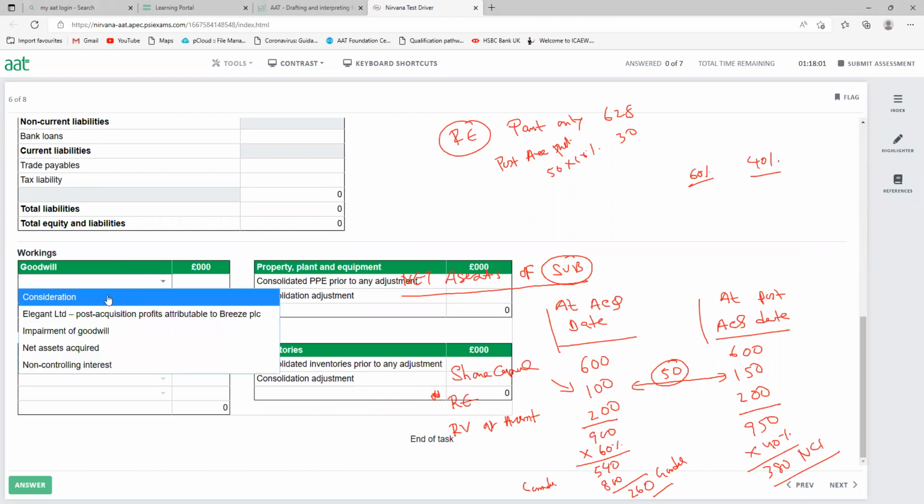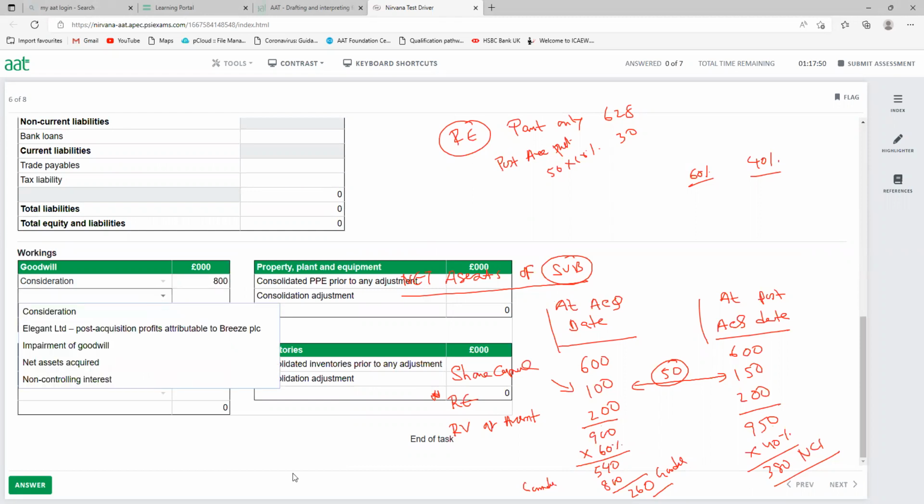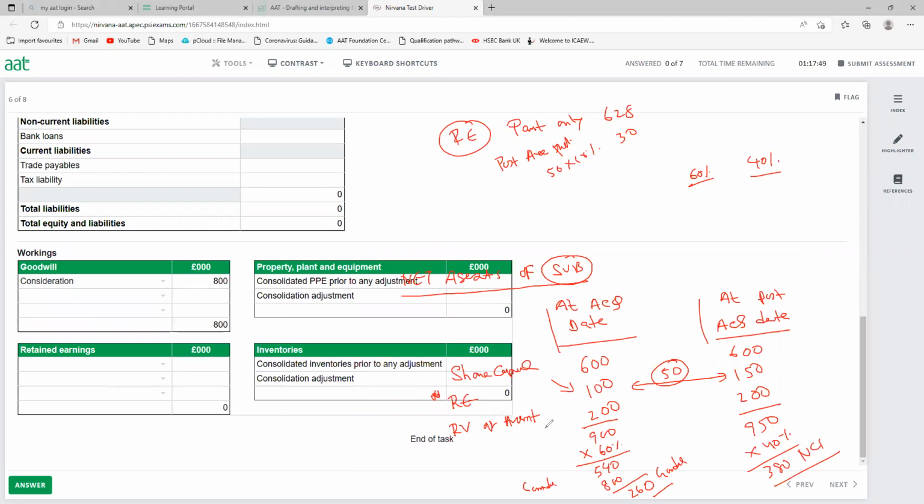The first one we do with the consideration. So we paid £800 consideration, and the non-controlling interest we have here, how much is it? Let's have a look. If you remember, from the 900, 60% is 540. Then how much will be the 40%? So 40% is the NCI. 900 times 40% gives me 360. So 60% gives me 540, and 40%, that is NCI, gives me 360.